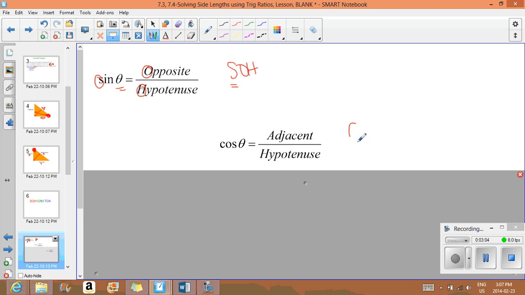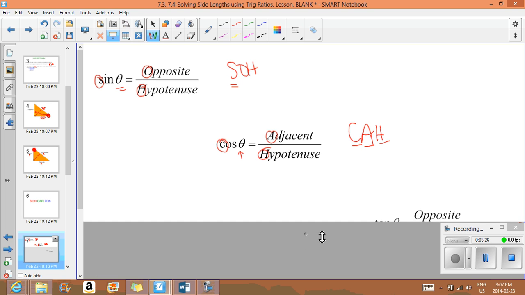The next one is the CAH part. This is cosine equals the adjacent over the hypotenuse. Notice where these letters are coming from: cosine equals the adjacent over the hypotenuse, which we just learned how to label. Again, it's cosine of an angle. Every trig ratio, sine, cos, and tan, will always have an angle that goes with it.